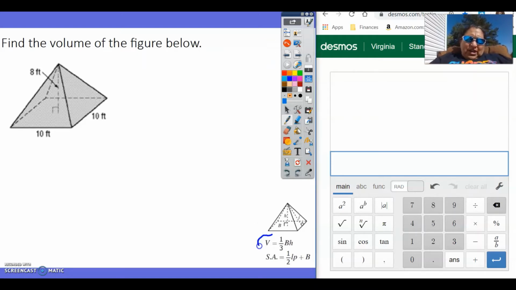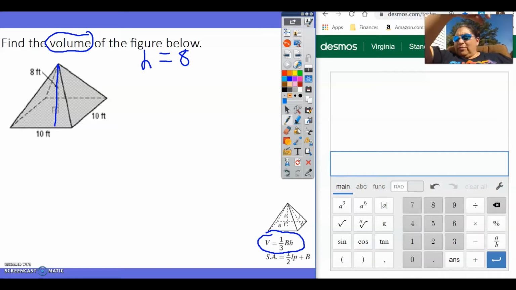So let's go down and we're going to circle the formula that we're using. Whenever you've got a formula sheet, look at the pictures on the formula sheet because it'll show you what the pieces are that you're looking for. So in this particular case, we're looking for volume. And when you're looking for volume, you need an H, which is that 8, h equals 8. It's from the tippy top all the way straight down the middle.